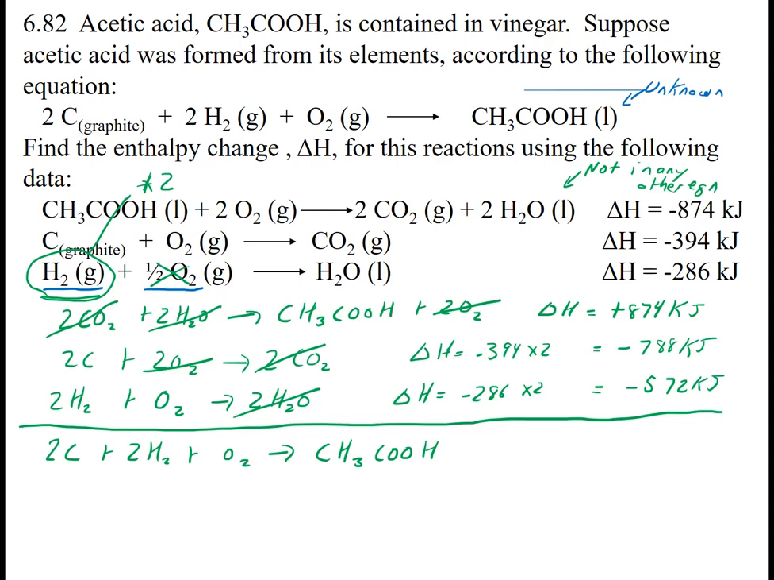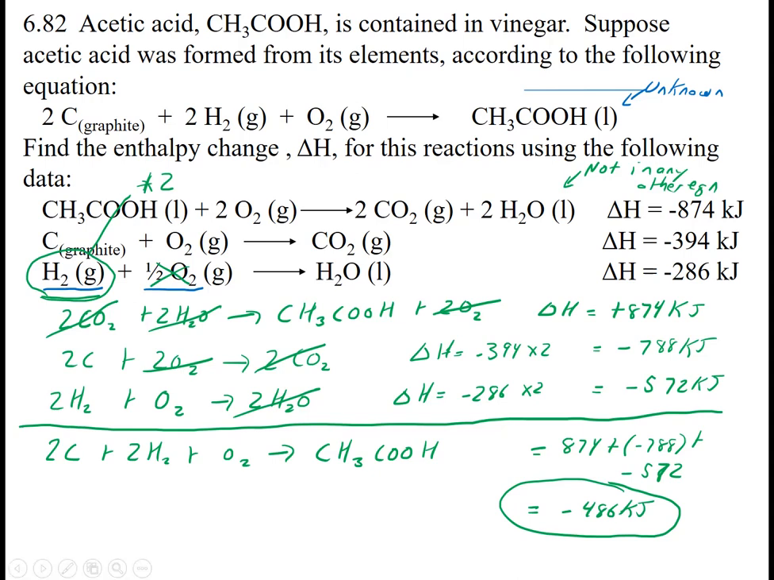Okay? And so now I want to add up. It's a negative 788 plus a negative 572. And when I do that, I get a minus 486 kilojoules. And so that's the actual answer. So this part you have to do over here. This part is just a good check to make sure that you've multiplied everything right and don't have any mistakes, which I had one, but it was right here, not in doing the problem. And so that is the end of this video.